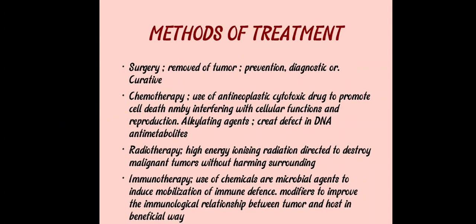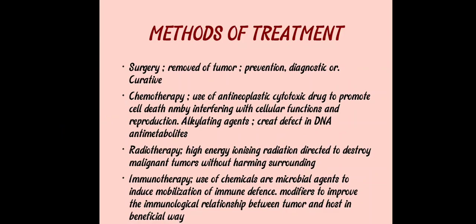So now the methods of treatment. It can be treated by surgery, the removal of the tumor, and while the tumor is being removed, part of the area surrounding the tumor is also removed, to make sure the surrounding tissue is removed along with the tumor. The next one is chemotherapy, using antineoplastic cytotoxic drugs which are used to kill growing cells. Chemotherapy is one of the major treatments. Then we have radiotherapy, high energy ionizing radiation directed to destroy malignant cells.